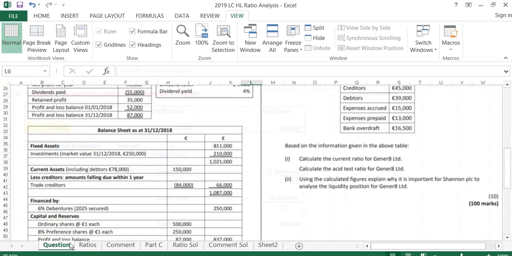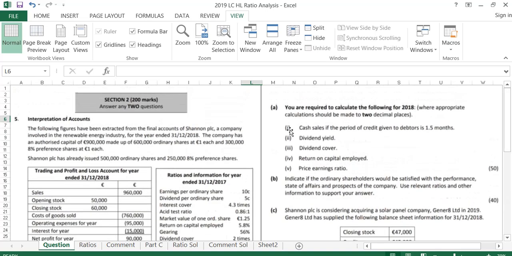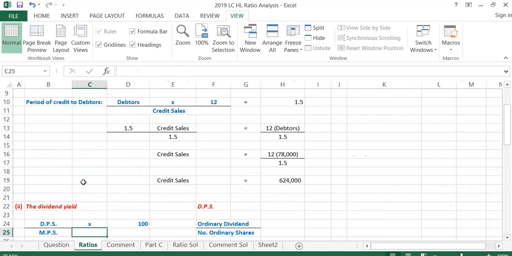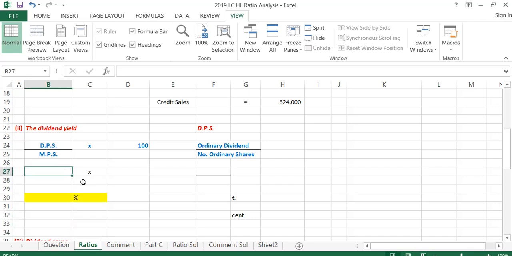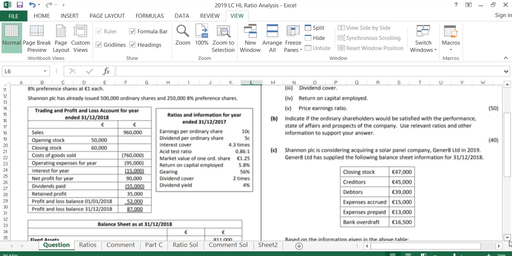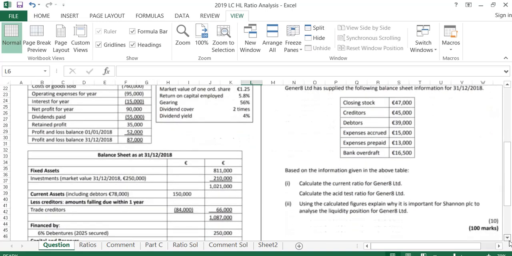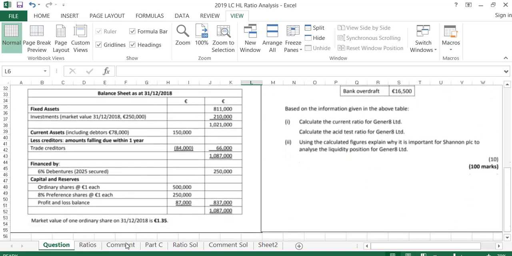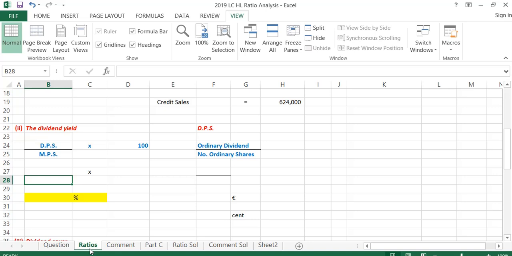The second ratio we are asked is to calculate the dividend yield. Well, the formula for dividend yield is dividend per share over market price per share multiplied by 100. Now, the market price per share is easy because we're given it in the question. The market price per share at the bottom of the balance sheet is €1.35 or 135 cents.